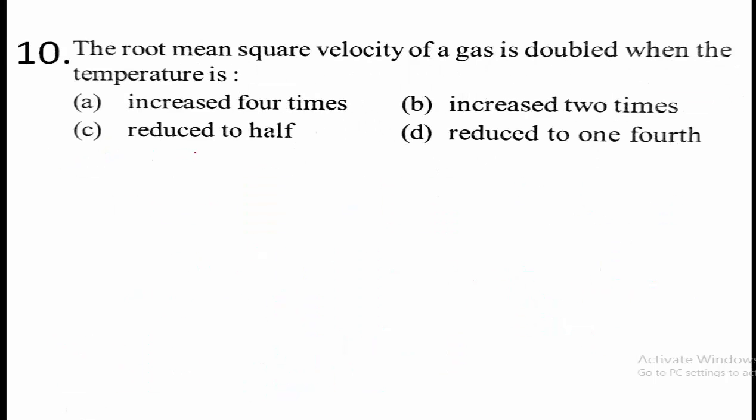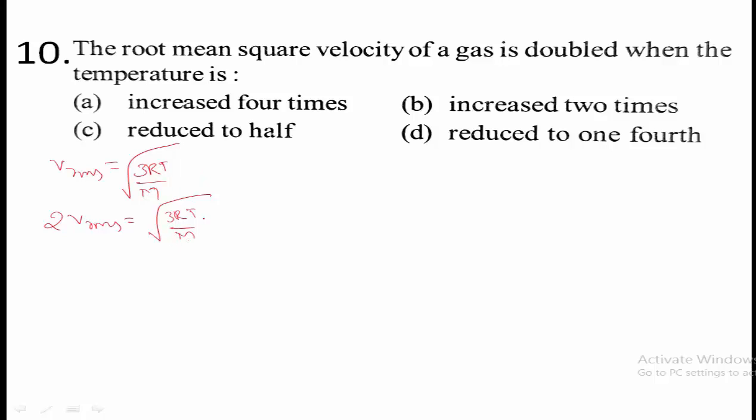Tenth one: the root mean square velocity of a gas is doubled when the temperature is... So the RMS velocity gets doubled when the temperature changes. To what extent should we change the temperature so that the RMS velocity gets doubled? We need to find that out. First, see what you know: VRMS is equal to square root of 3RT divided by M. This is the formula that you have. Then 2 VRMS, that is double the RMS velocity, is also equal to square root of 3RT divided by M.